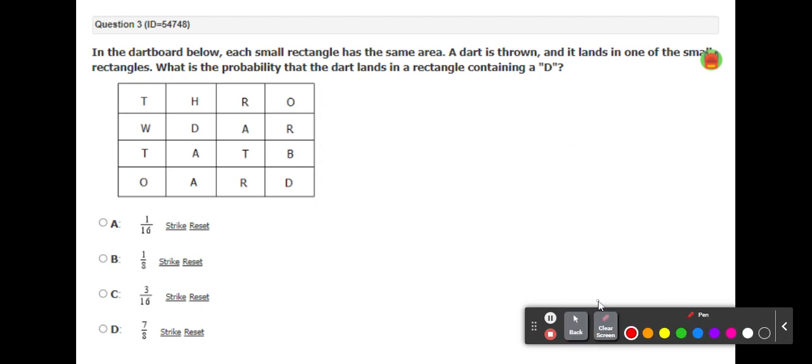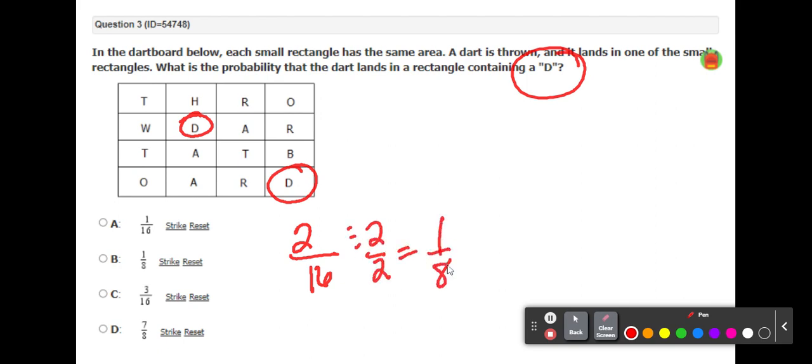Question 3 was the dartboard. So a dart is thrown and it lands on one of the small rectangles. What's the probability of getting a D? So 1, 2, out of 4, 8, 12, 16 total. Divide the top and the bottom by 2 to get 1/8.